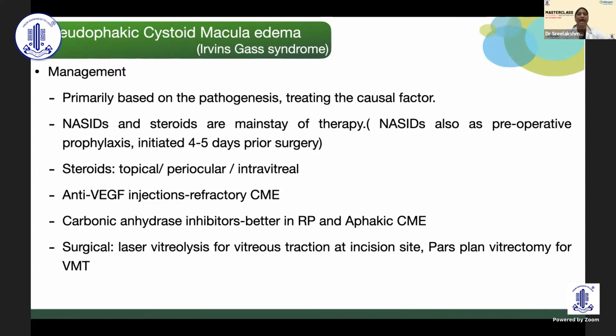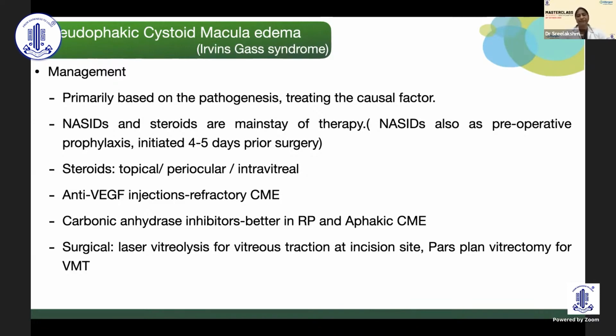Now we have anti-VEGFs, which are really helping in recurrent cystoid macular edemas, especially in diabetic patients. You see such cases along with diabetic macular edema. So they are very helpful.